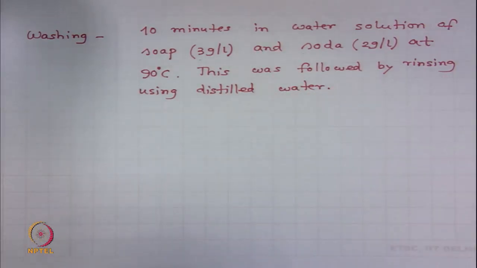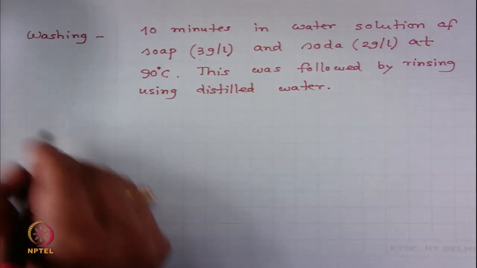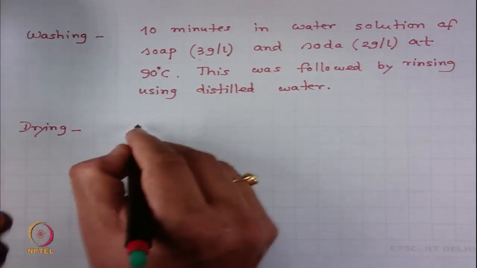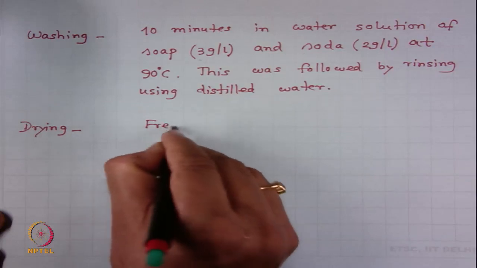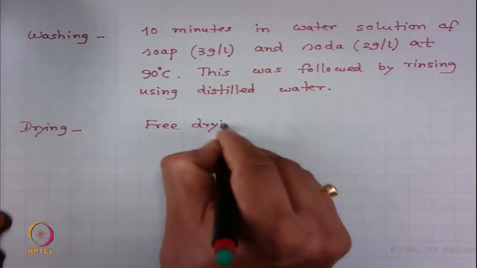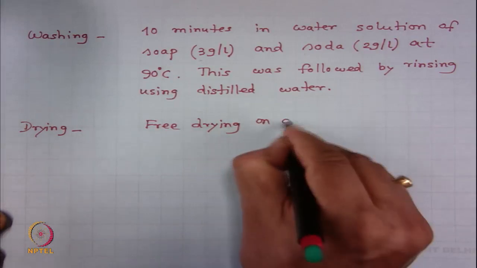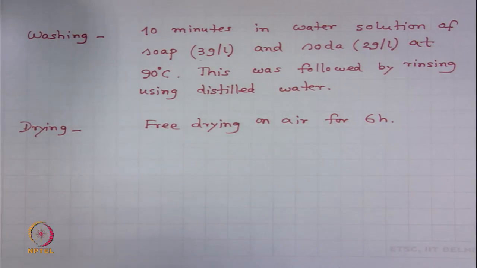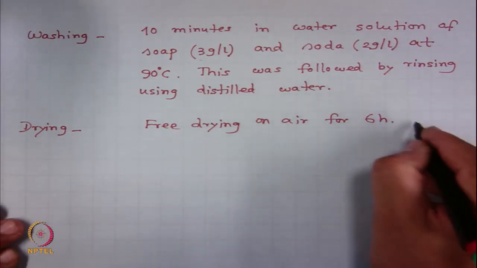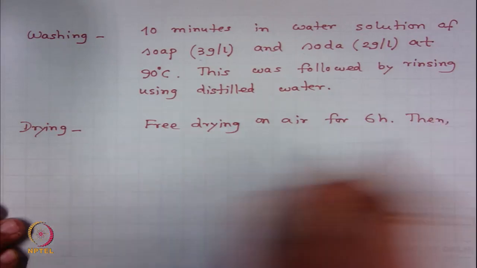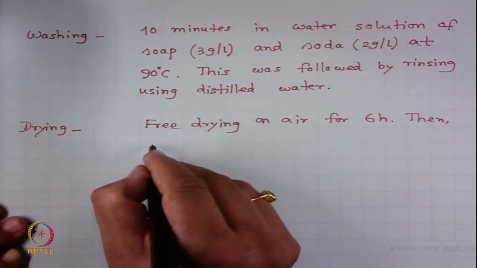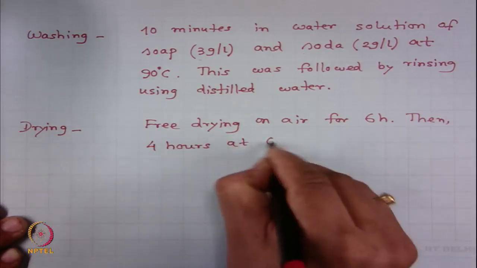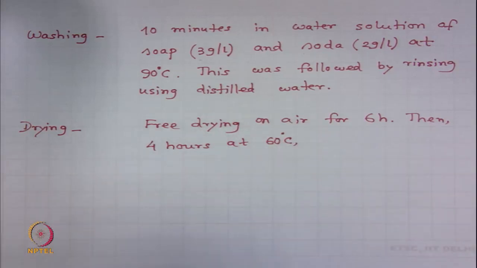So, this is how we carried out washing and how we carried out drying. Drying initially was carried out on air for 6 hours. Then four hours at 60 degree Celsius.